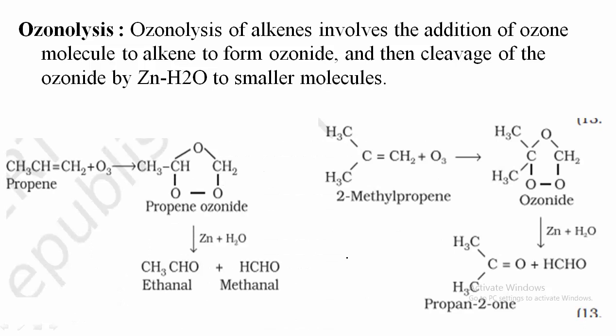The ozonolysis of alkenes involves the addition of an ozone molecule to the alkene to form ozonide, and then cleavage of the ozonide by Zn/H2O to smaller molecules. So in ozonolysis, if we add an ozone molecule to an alkene, it will form ozonide. Here propene we have taken, and we have added O3. So that O3 will attach at the pi electrons, that is the double bond, to form the propene ozonide.